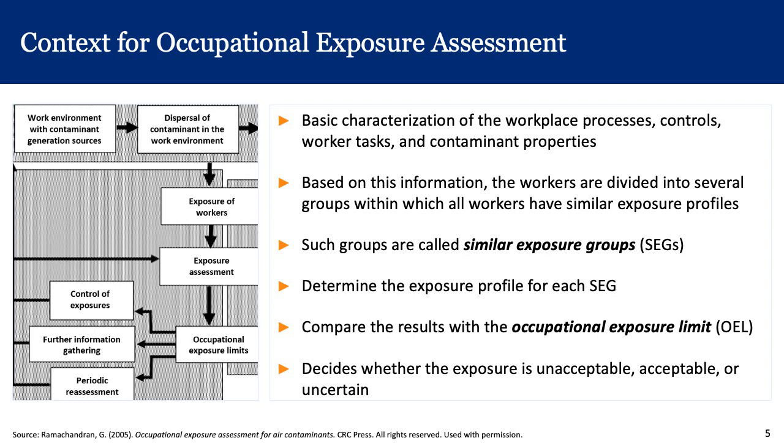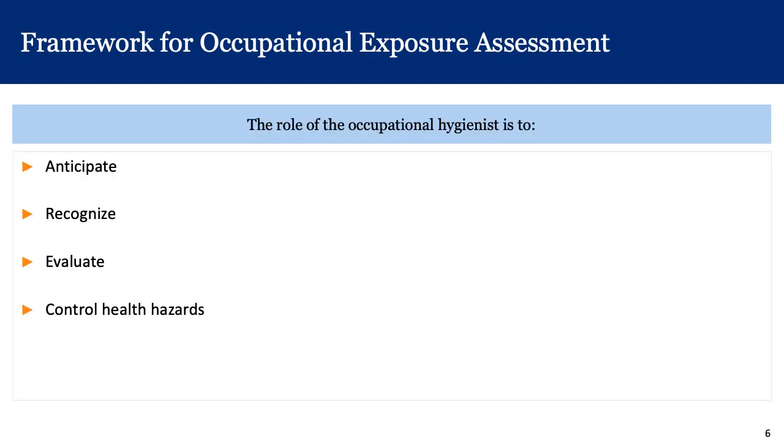The next bullet is compare the results of this with the occupational exposure limit, or the OEL. And so we'll be talking about which particular statistic relating to the exposure distribution we need to compare to the exposure limit. Which percentile, for example, or is it the arithmetic mean or some median or particular percentile that we are interested in? And on the basis of that comparison, finally, the industrial hygienist or risk manager decides whether the exposure is acceptable, unacceptable, or uncertain.